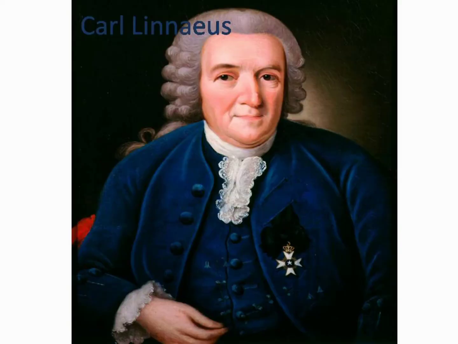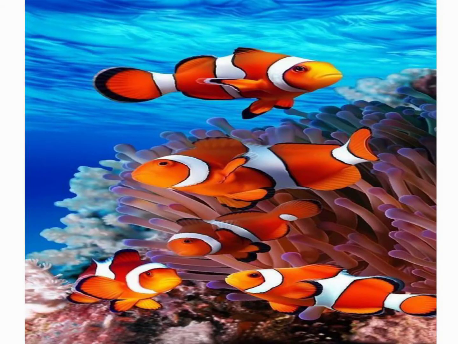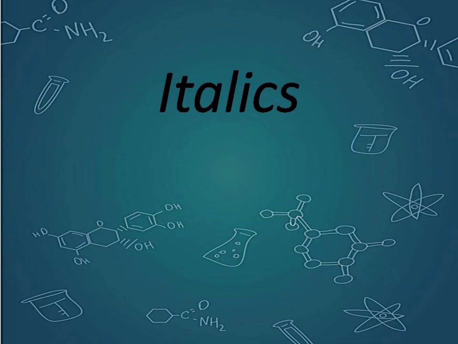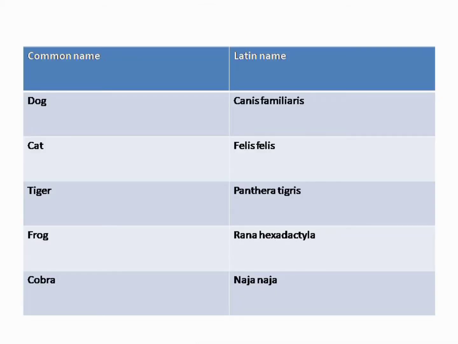Carl Linnaeus, a Swedish scientist, gave every species a two-word Latin name. This means that every scientist could use the same name for the same species. The Latin names of species are written in italics. For example, the Latin name of human is Homo sapiens, meaning thinking humans. Some other examples are given in this slide.